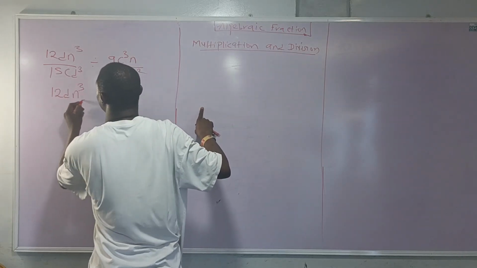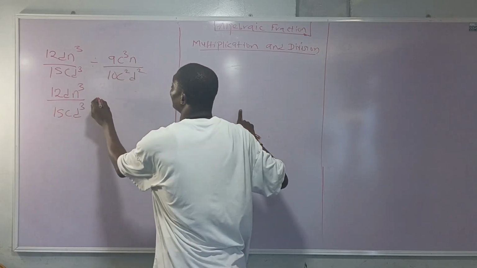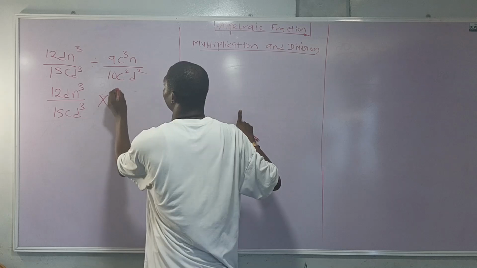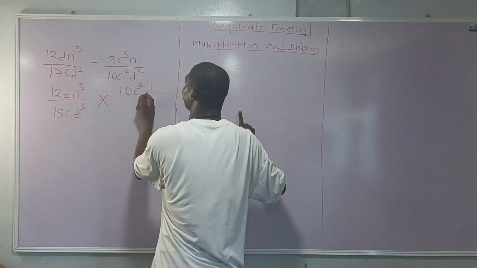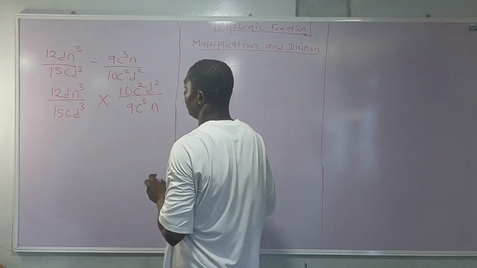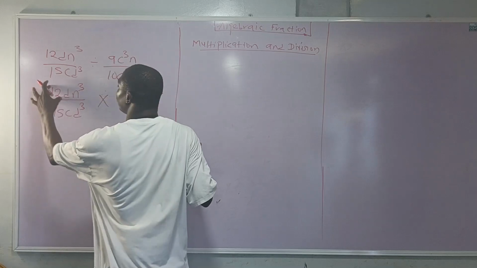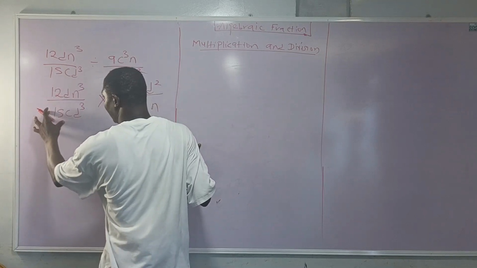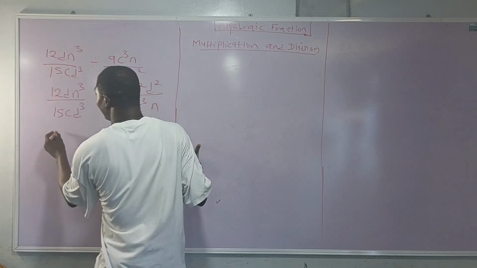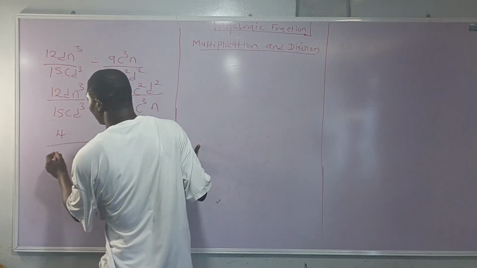12dn raised to power 3 all over 15cd n cubed, times 10c squared d squared all over 9c cubed n. Now we can try to break it down. 12 can be divided by 3, likewise 15. So 12 divided by 3 gives me 4, and 15 divided by 3 gives me what? 5.